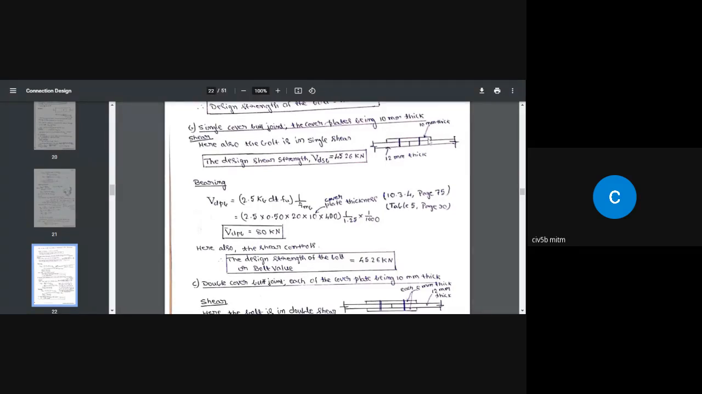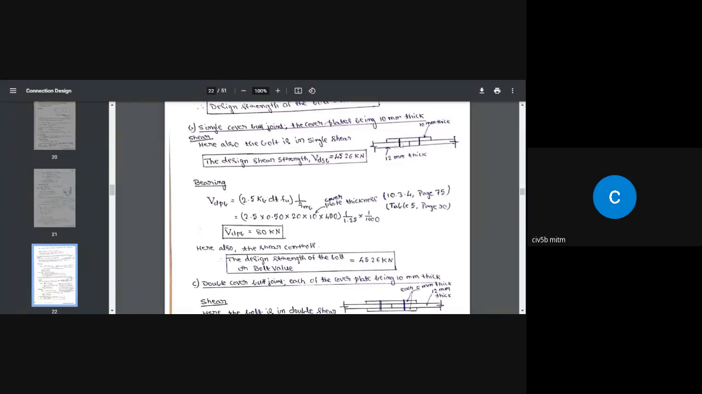So what is the thickness of the cover plate? 10 mm thick. So for analysis purpose, P is the force to which this joint is subjected to. For analysis purpose, we are going to consider only half of this joint. The same thing we are going to replicate on the other side. Forget about this side, only 50% of this side for analysis purpose.